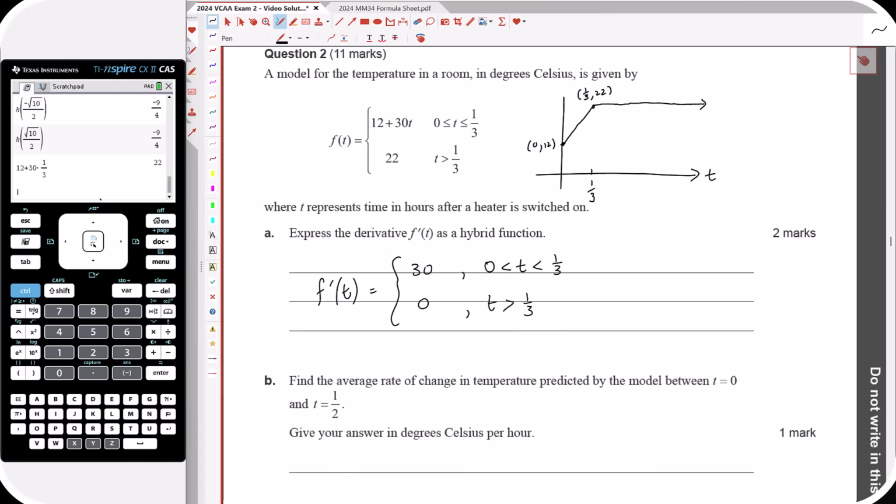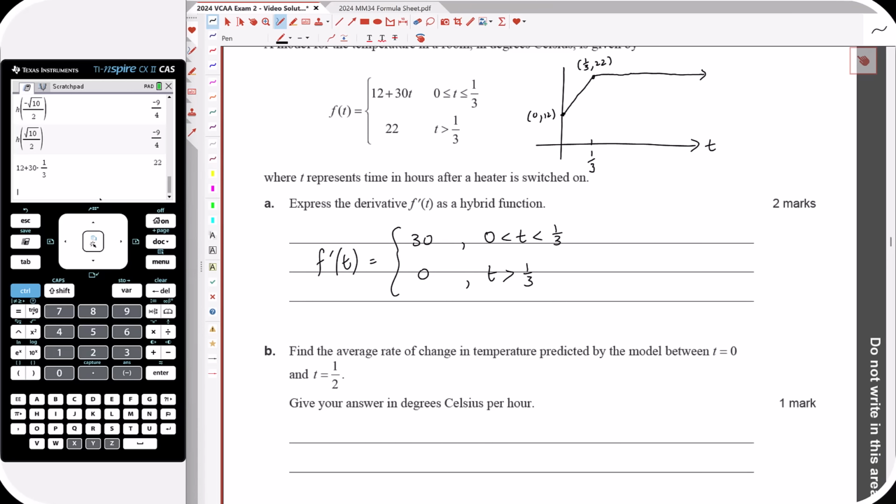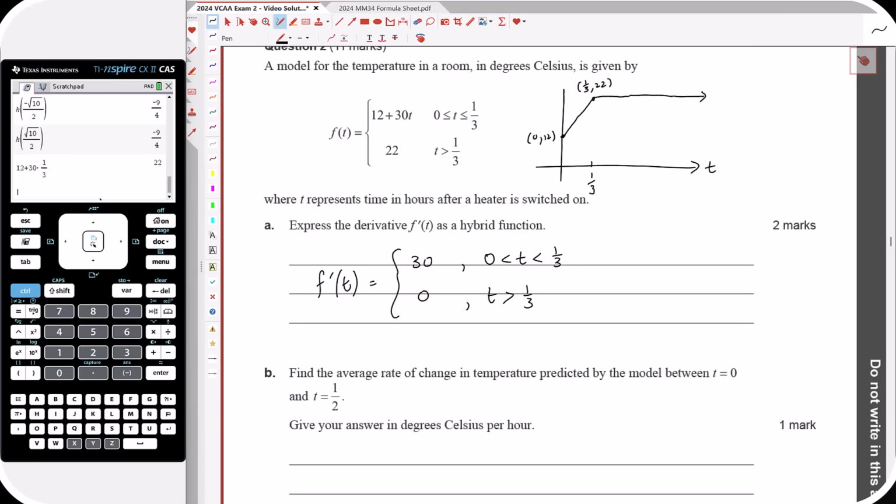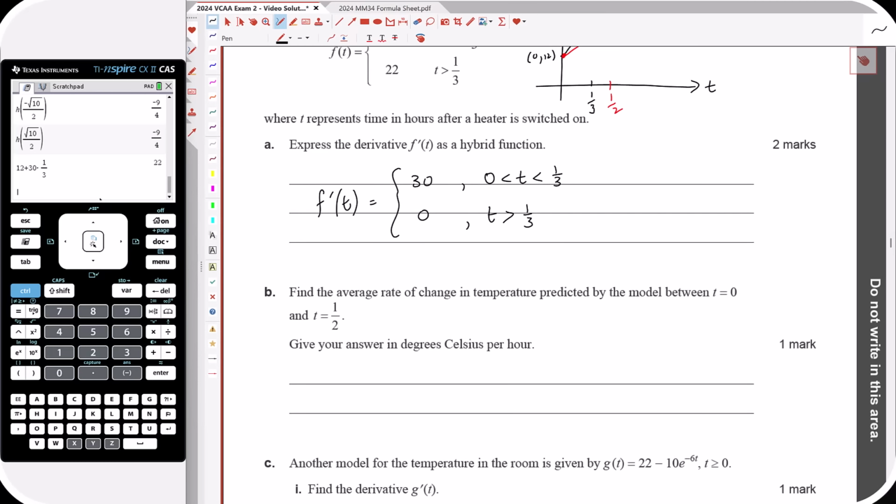Okay, so find the average rate of change in temperature predicted by the model between t equals 0 and t equals half. Okay, so average rate of change is just the gradient of a straight line. So obviously a half is somewhere past here, but average rate of change is just the average gradient between these 2 points. So it's literally just a rise over run calculation. So average rate of change is quite literally f at 1/2 minus f at 0, over 1/2 minus 0.